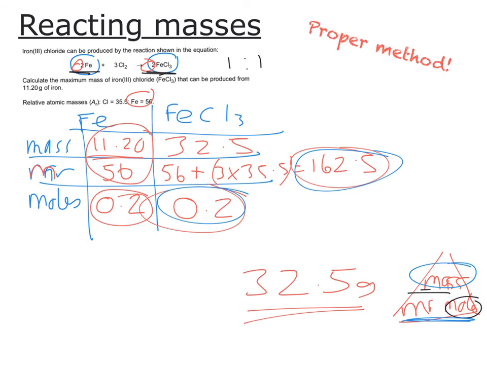So I hope you found these 2 tutorials useful, and hopefully they will give you a little bit more confidence when working out empirical formulae and reacting masses in your exam.